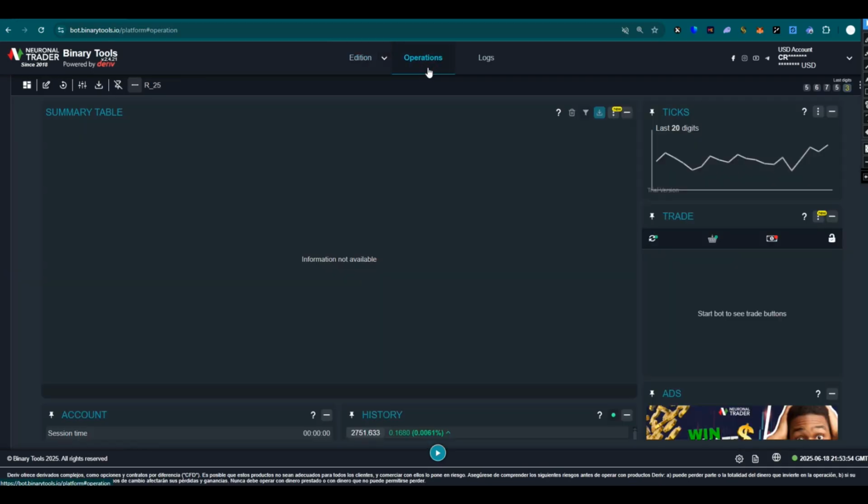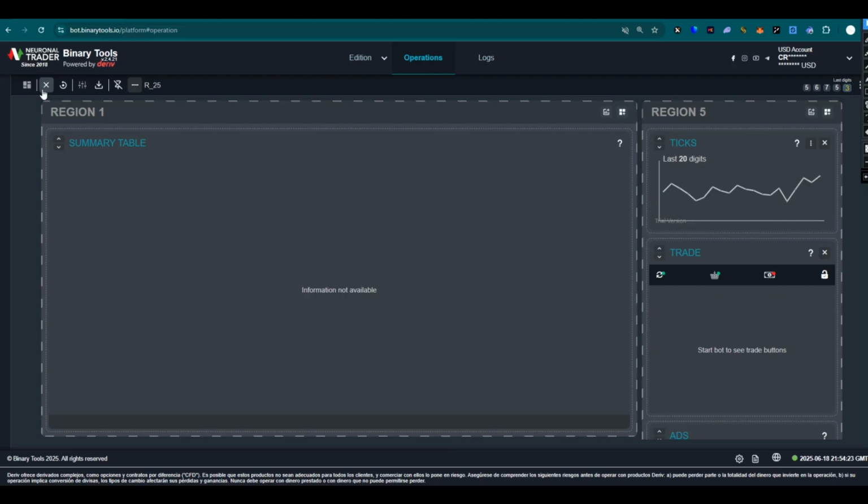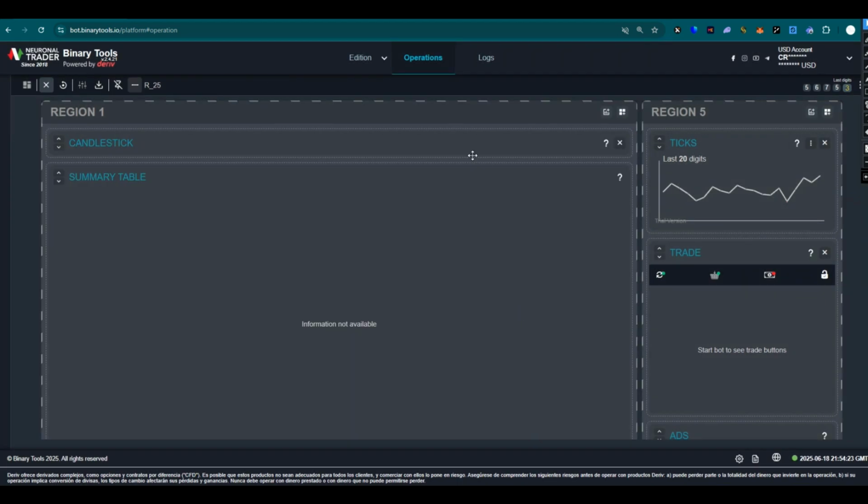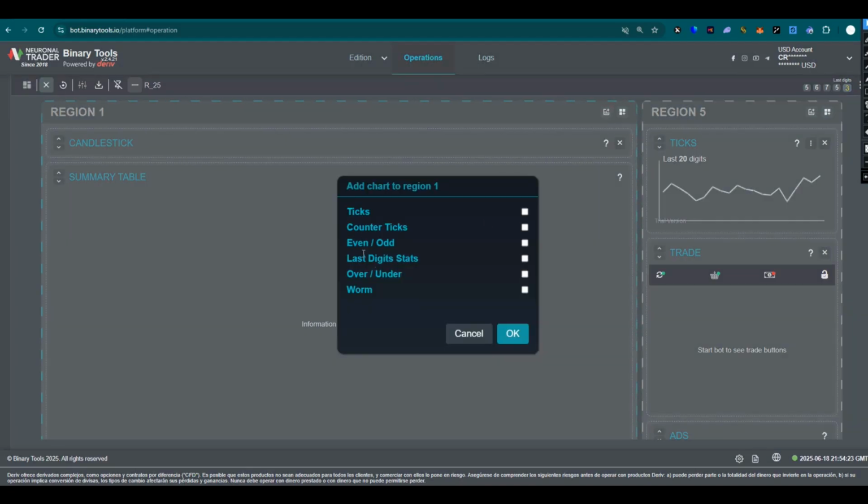The next thing we can just go to operation. In operation here, what we do is we can design this preset the way we like, and we can do that by clicking here on this edit legend, and you can click here add a panel, and you will see there's a lot of things to add. Even candlesticks is here, so if we click OK, it will be added simple just like this. If you click on this one, you'll be able to see ticks, counter ticks, even in all the tools, last trading starts, and so much more here, okay.